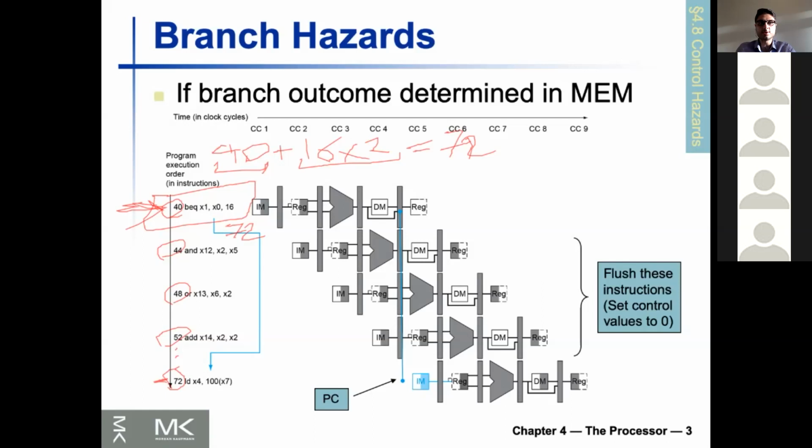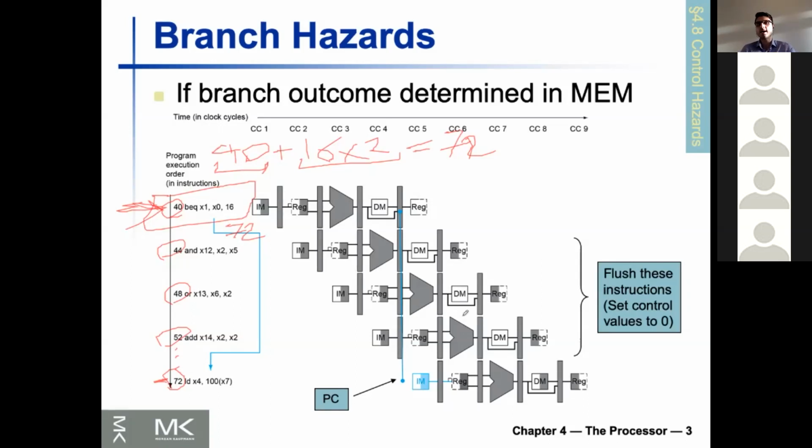So it would assume that if branch not equal was of x1 and x0 and 16 was taken, you're going to go to 72. If it wasn't, you're going to go to 44, right? Which is the rest of the instructions.